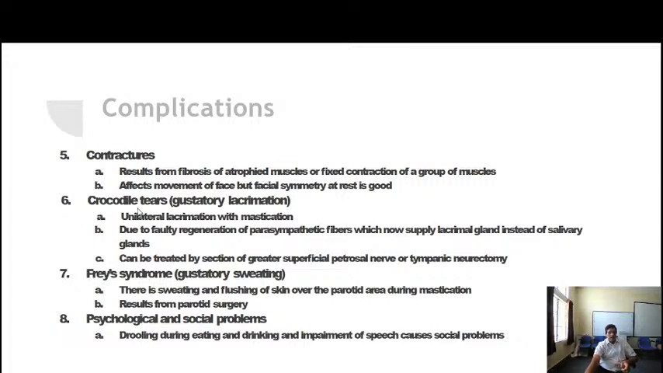Then there is a condition called crocodile tears, which is called gustatory lacrimation. That is, when the patient is eating, he gets tears in his eyes. This is once again because the parasympathetic fibers which were supplying the submandibular salivary gland now supply the lacrimal gland instead of the salivary glands.